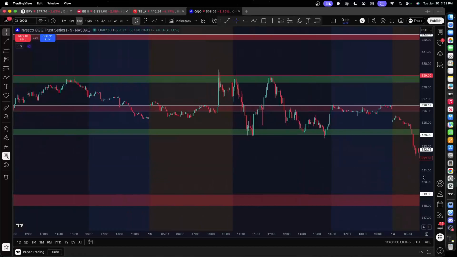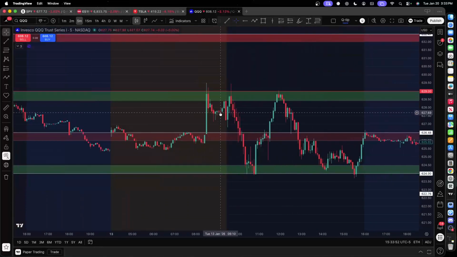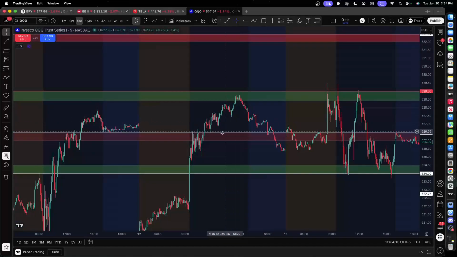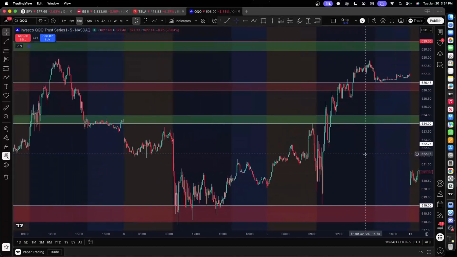Bang. Okay, market open. As we're approaching market open, we can see we are right under 629, 628.5. So in my head, one of two things is likely to happen here. You're either going to get a break and retest over 629, and we're going to go higher for the day, or we're going to get smacked down out of 629, and we're going to go down for the day. There's your bias.